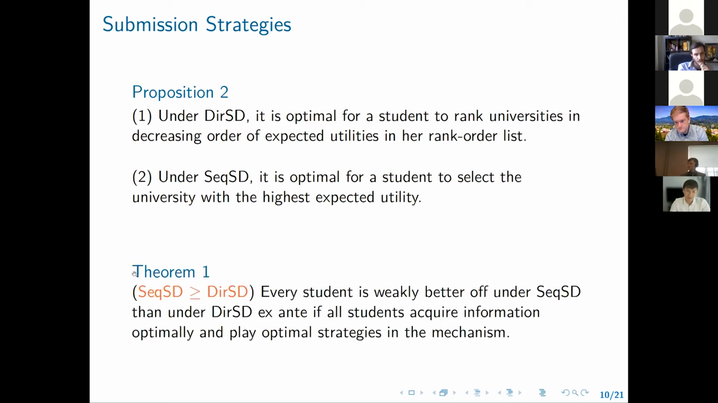So our main theoretical result based on this model is that every student is weakly better off under sequential serial dictatorship than under direct serial dictatorship if they behave optimally. This is kind of straightforward in the sense that in sequential serial dictatorship, you can acquire information before you move, and you essentially always observe your budget set precisely, because before you take a decision, you know which universities would accept you, so your information acquisition is always non-wasteful.